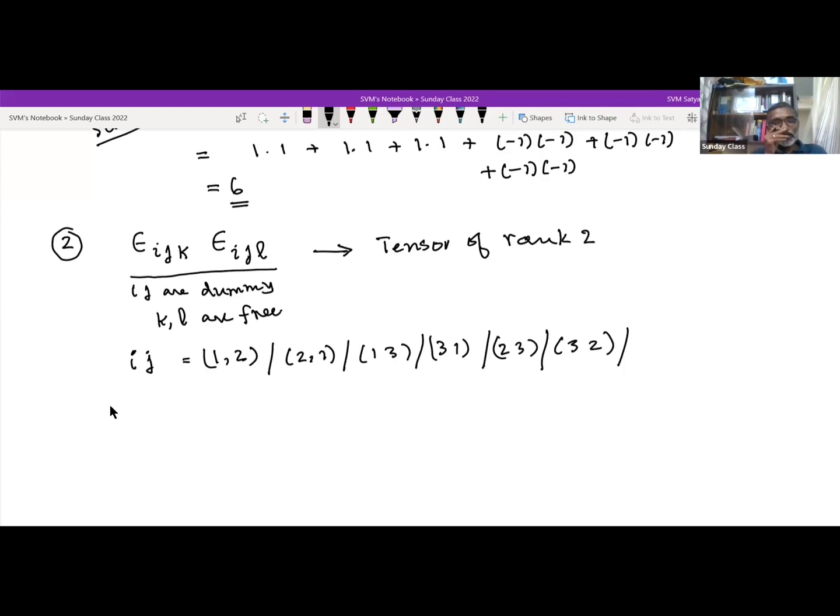These are the possibilities, right? i and j have to be different. So it is 1, 2, or 2, 1, or 1, 3, or 2, 3. Correct? So I have to sum over these many terms. Now k and l can be anything. Just 1 minute.